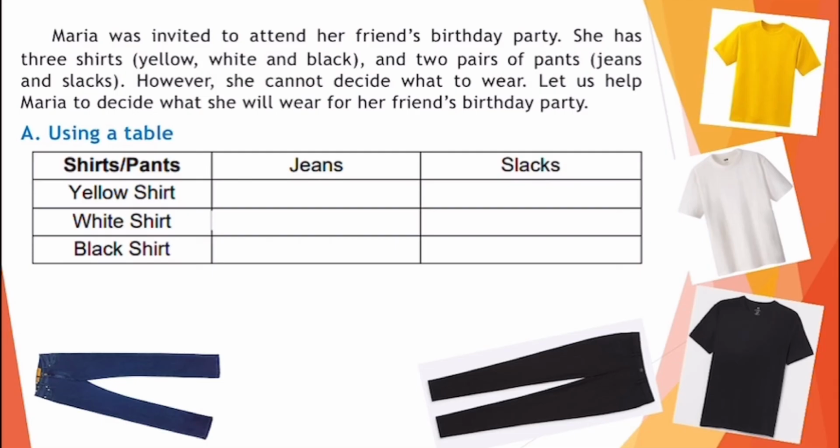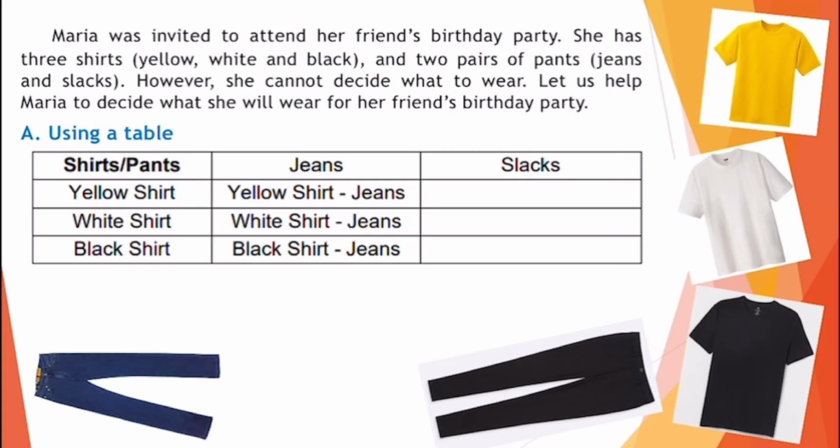For the first column, if we have yellow shirt and jeans pants, we have yellow shirt, jeans. If we have white shirt and jeans pants, we have white shirt and jeans. Next, if we have black shirt and jeans pants, we have black shirt and jeans. So now, we already filled out the first column. Next, let's proceed to the second column.